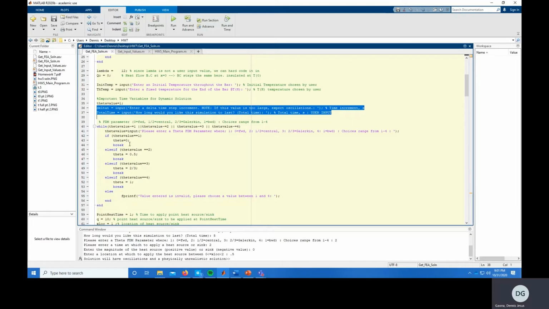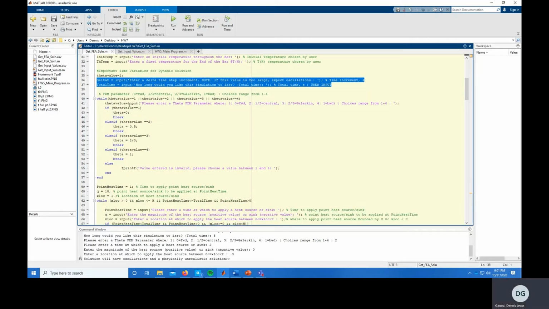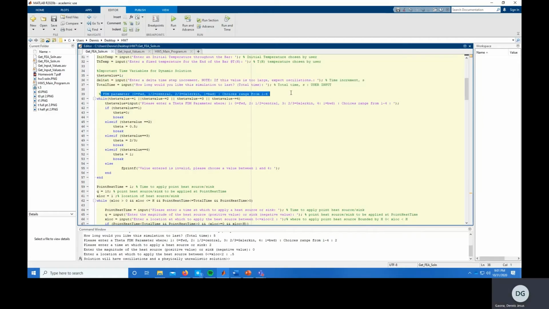Next up, for important time variables, we have to ask them about the delta time step increment, the time step that they would like the solution to run in, and the total time they'd like this simulation to last. We give them a note to make sure they know that if the delta time increment is too large, they should expect oscillations.